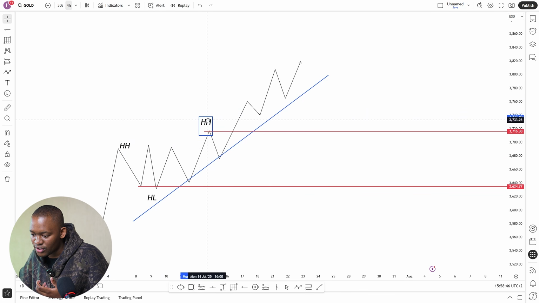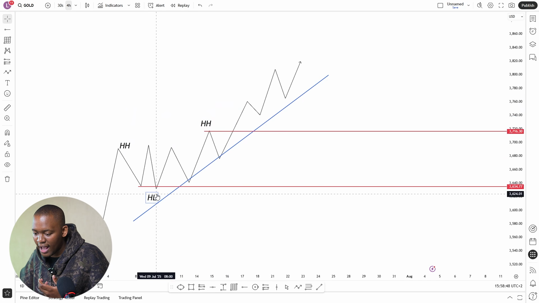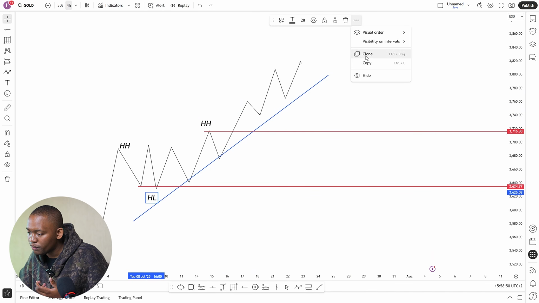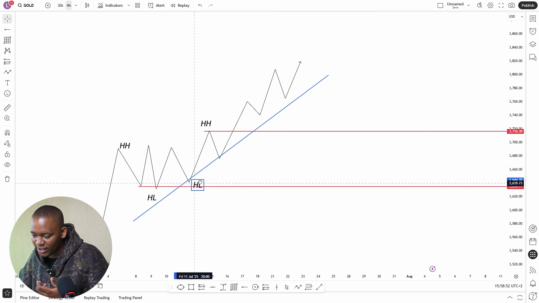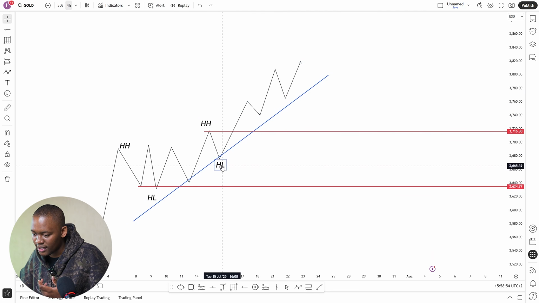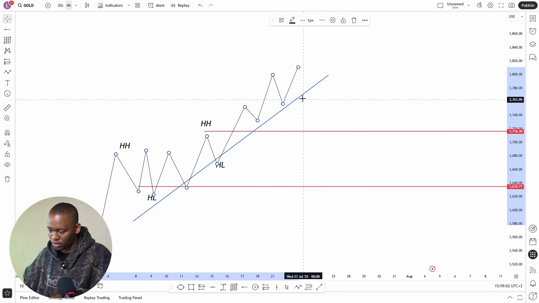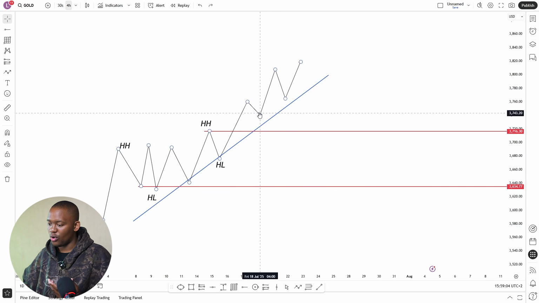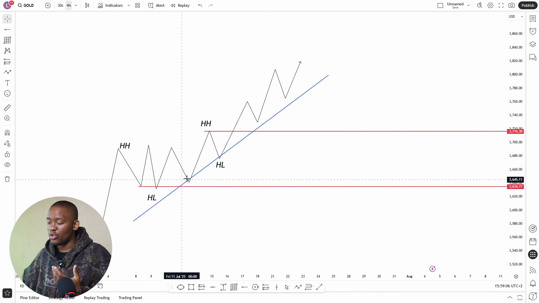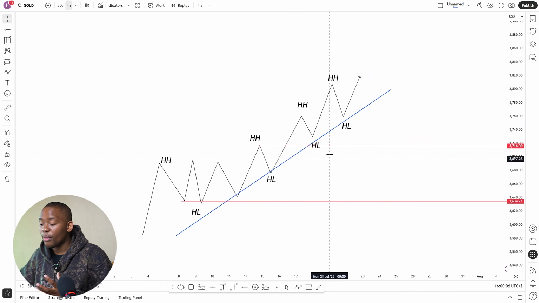So if I copy this and just create this as a higher high and higher low, you guys will see that the market is basically respecting my higher lows, and these higher highs keep breaking. So that's how you will identify that you are still in an uptrend. It also goes the same when you are in a downtrend. So yeah, guys, that is the very first way to identify what trend you are in the market.